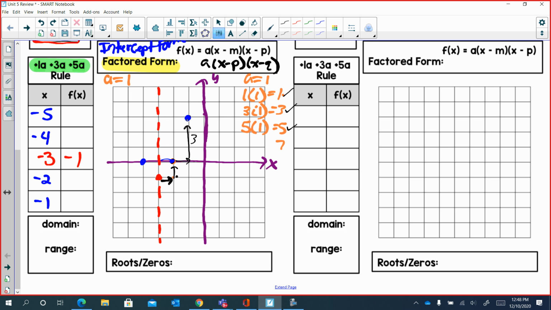How far is this point from the axis of symmetry? 2. So now go 2 to the left. There's that point. Okay. So when I had a -2, that was at 0. When I had a -1, that was at 3. When I had a -4, that was also at 0. And a -5 was at 3.